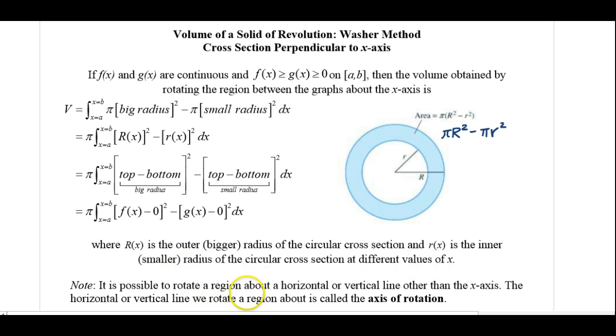So it is possible to rotate a region about a horizontal or a vertical line other than the x-axis or the y-axis. The horizontal or vertical line we rotate about is called the axis of rotation. We're going to stick to rotating around horizontal lines for now, but pretty soon we're going to be rotating regions around vertical lines as well. But the line we rotate around is formally called the axis of rotation.